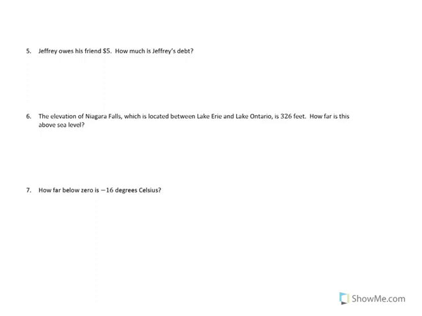Okay, so number 5, we're going to do the same thing. Jeffrey owes his friend $5. How much is Jeffrey's debt? Now notice it doesn't say magnitude this time. Just like in the last one it didn't say magnitude, it said loss of pounds. His debt, you have to know that the vocabulary word debt means you owe somebody. So if you're in debt, then you're in the red and you owe somebody. So if his friend is $5 in debt, then we can say that the absolute value of the integer 5 is 5. And so how much is Jeffrey's debt?